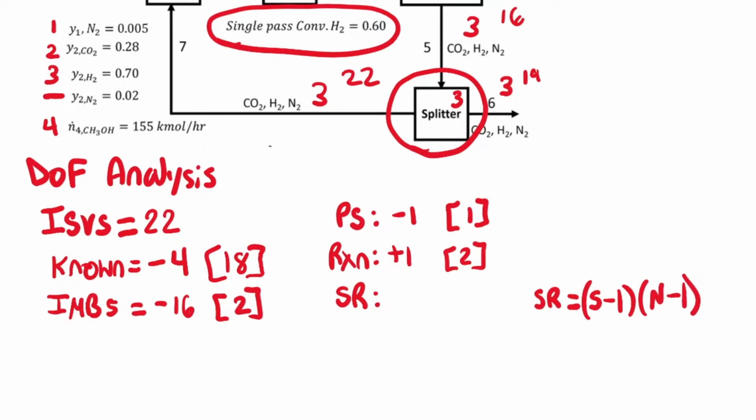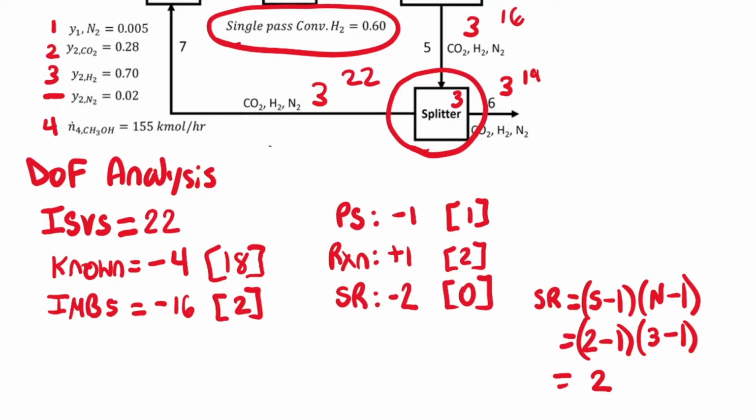S is for splits. So in this case, we have 2 splits because we have 2 streams exiting my splitter. And N is for the number of components. So for us, we've got 3 components, -1. And if we do the math out, what we'll get is a splitter restriction of 2. And so that's going to be reducing my degrees of freedom by 2. So in this case, we got -2. And that is going to get me to 0 degrees of freedom. So I can solve this.